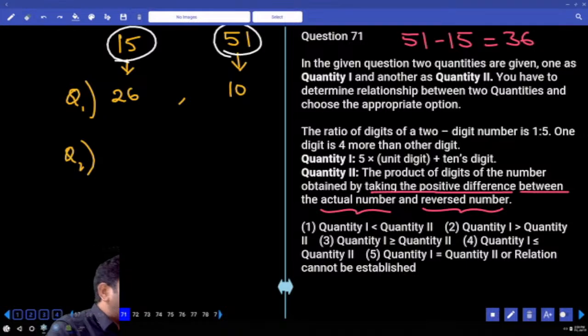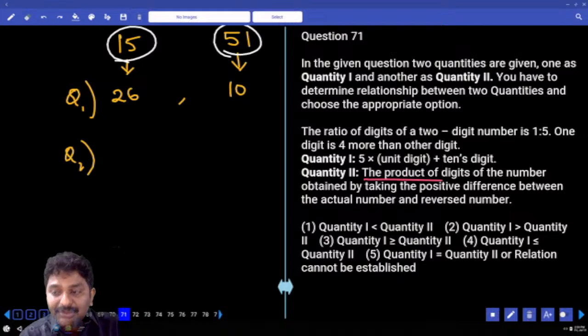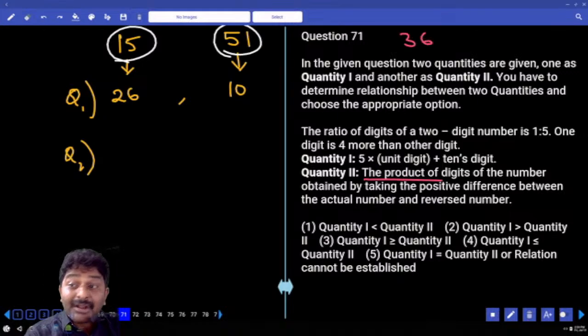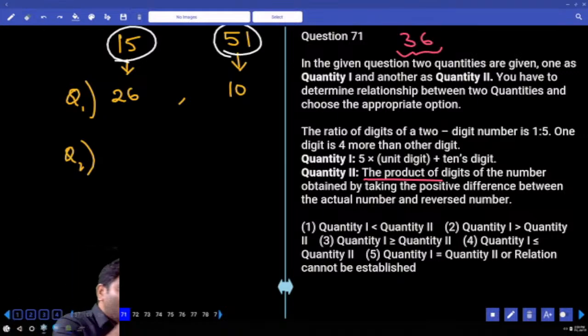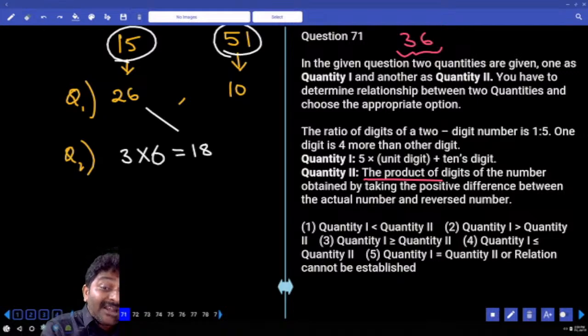Your number is 36. But in Q2, they're asking you to take the product. Product of what? Product of these 2 digits. So that means you need to take 3 multiplied by 6. How much is that? That lies in between these 2 numbers. In between. No relation.